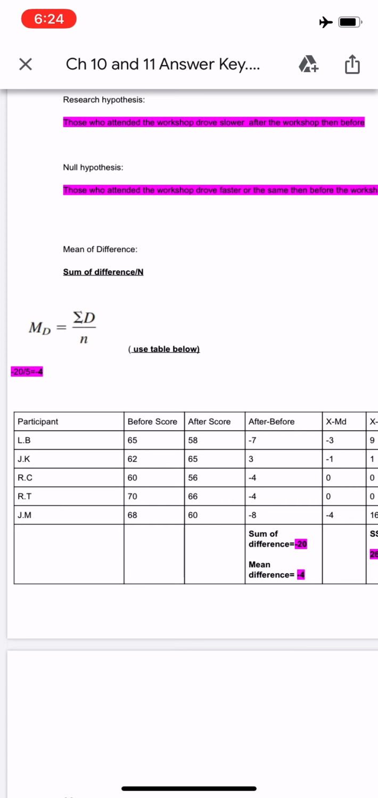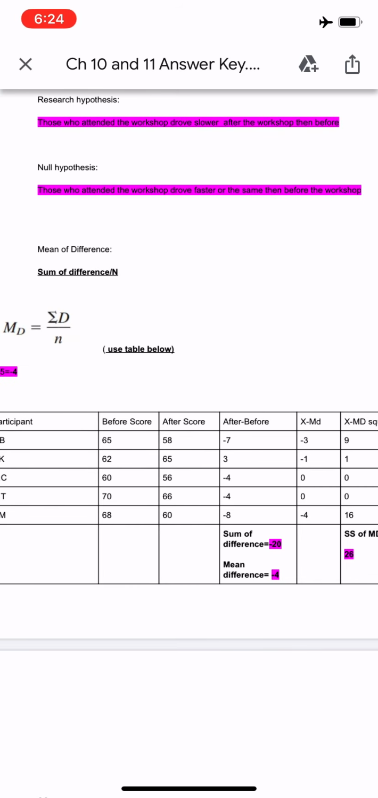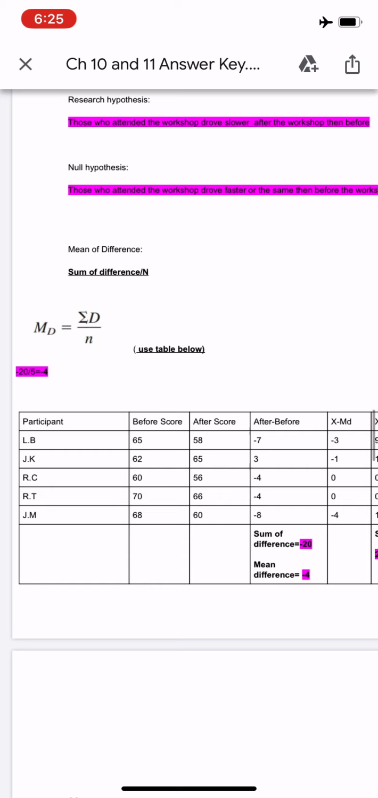And before scores and after scores, you do after minus before, right? You never do before minus after. Because to see the difference, you want to subtract what happened before from after. So it's after minus before. You add these up, you'll get negative 20. Negative 20 divided by N, which is 5, is negative 4. So the mean of the difference is negative 4.